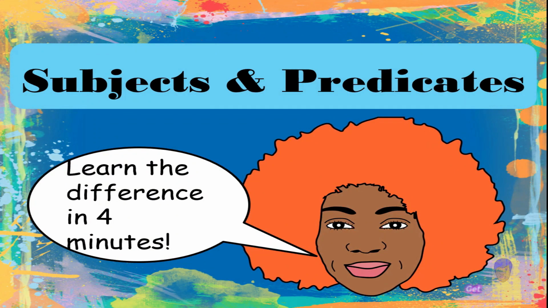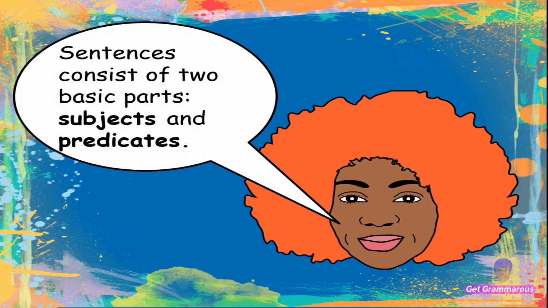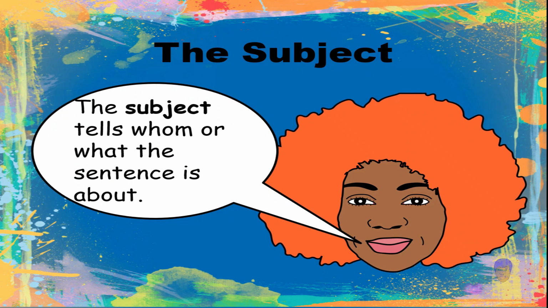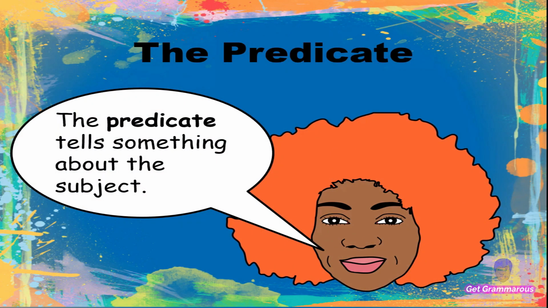Subjects and predicates. Learn the difference in 4 minutes. Sentences consist of 2 basic parts: subjects and predicates. The subject. The subject tells whom or what the sentence is about. The predicate. The predicate tells something about the subject.